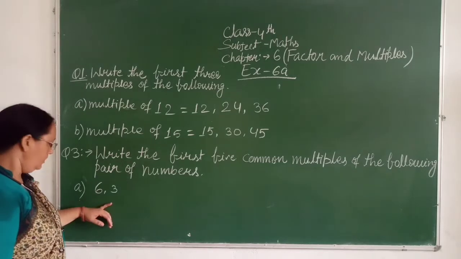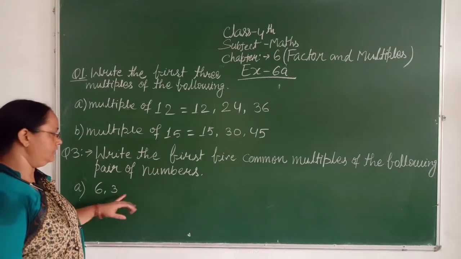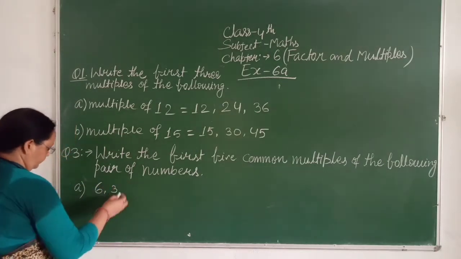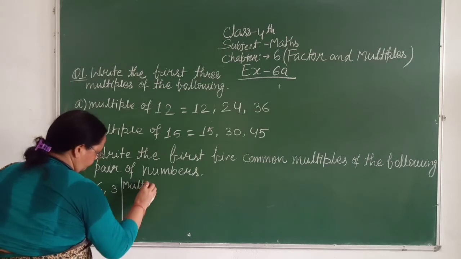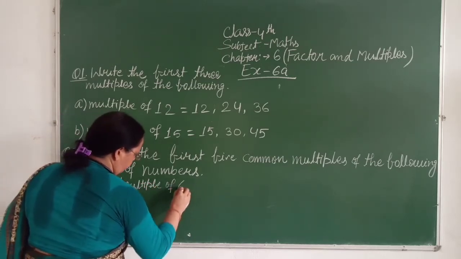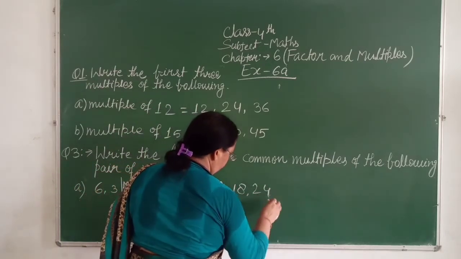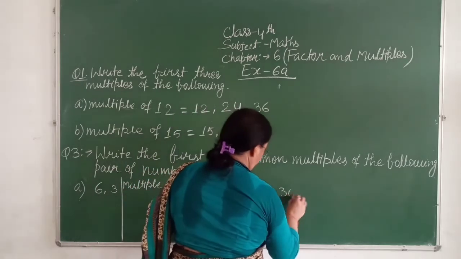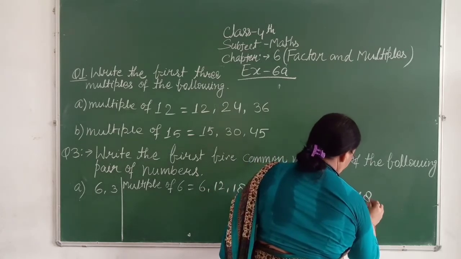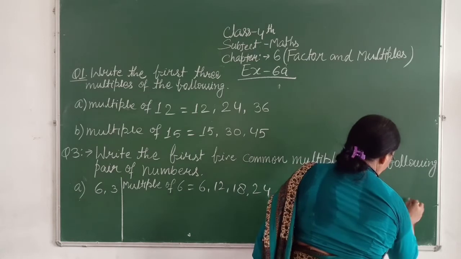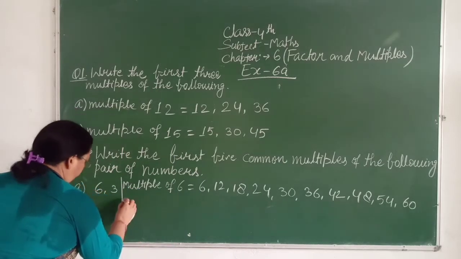So at first we have to write down the multiples of 6 and then write down the multiples of 3, and then we have to find out the common multiples. So multiples of 6 are up to 54 and 60. We have to find the first 5 common multiples. And now multiples of 3.